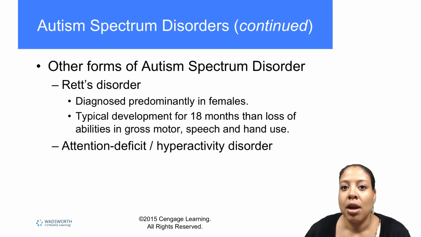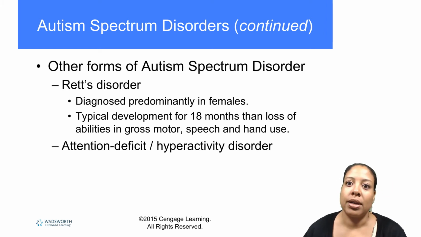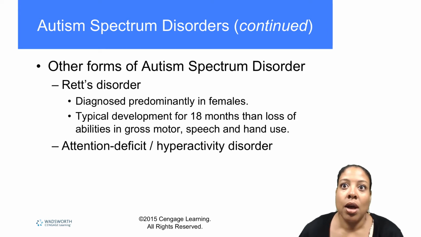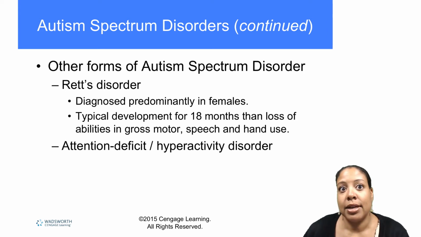So this can be rather alarming for a parent who thinks that their child is developing typically, and then around 18 months, they start to regress in their abilities. Attention deficit hyperactivity disorder is also something that may be found with ASD as well.